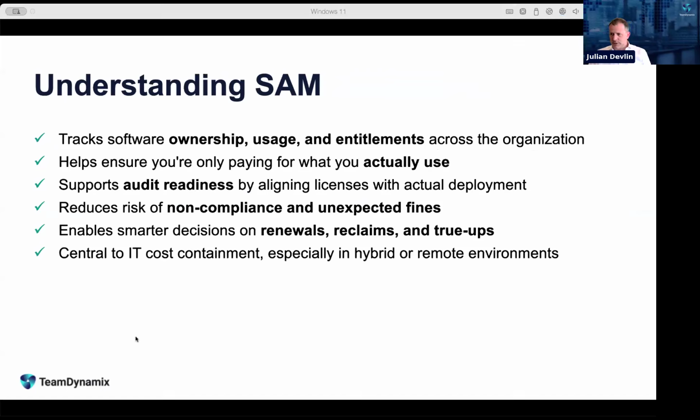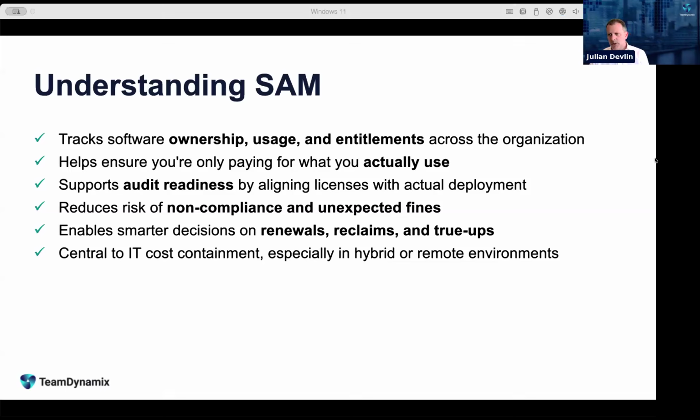So to understand what SAM offers you, at any number of steps along the way with your software, it tracks your ownership of software, usage, and entitlements across the organization. And the entitlements is a good one to point out, because that can be simple. Maybe if you buy a site license, it's very simple. You have that site license, you can use it anywhere.